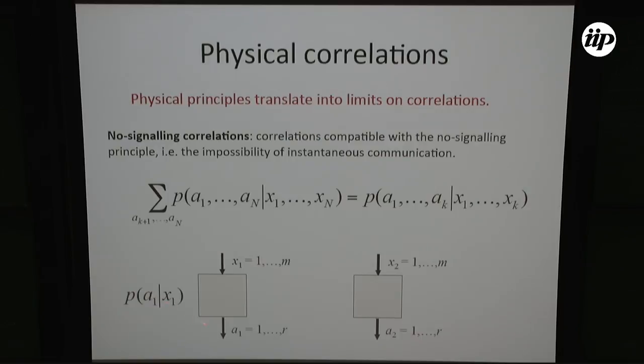This is just demanding that his probability of outputs given inputs does not depend on my input. If it was the case, by changing my input here, I could modify what he sees, and then I could use this to make communication. This is called the no-signaling principle, so I assume that these linear constraints are satisfied. So when I sum over a subset of the outputs, what the other party sees does not depend on the inputs of the other parties.